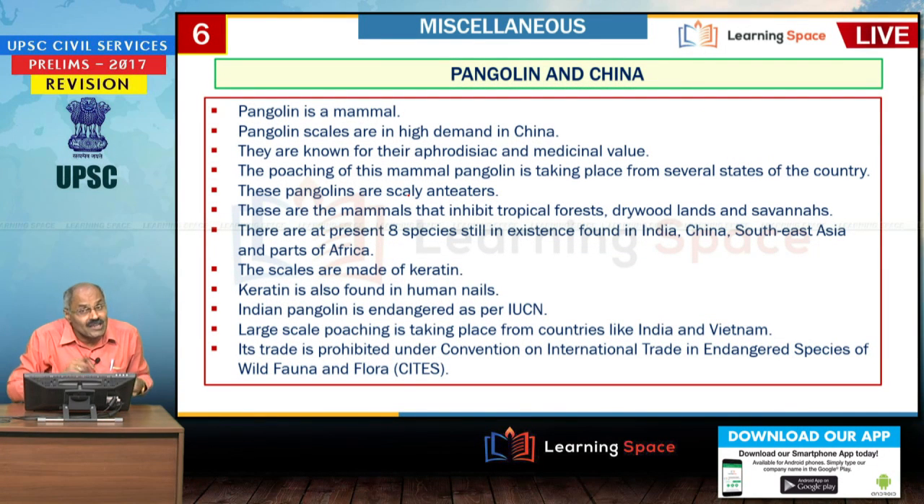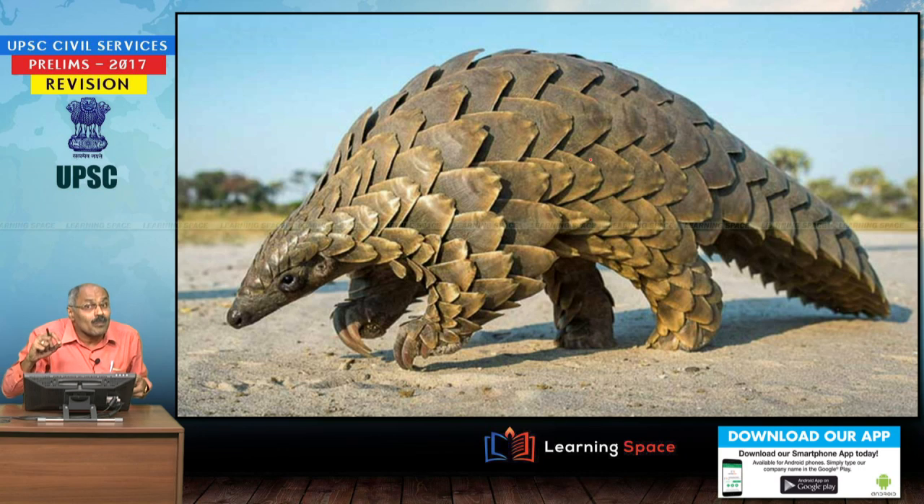Then pangolin and China, this is one important aspect. Pangolin is a mammal, and its scales are in high demand in China. These pangolin scales are in high demand because in China's traditional medicine system, they have got medicinal value, and at the same time aphrodisiac. What is the meaning of aphrodisiac? The meaning is increasing the sexual desire. So, when you look at these two things, medicinal value and aphrodisiac, these scales of pangolin are in great demand.